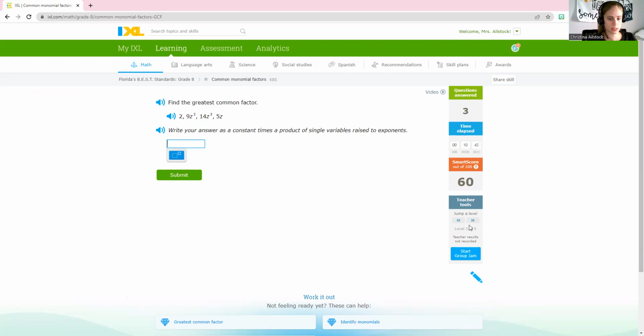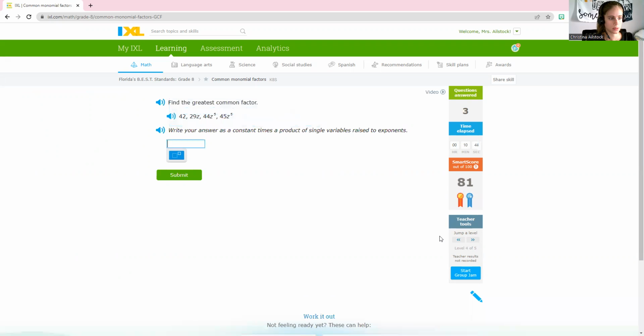All right. Whew, that's a lot right here. Let's try this one. We have some larger numbers, still the same concept, but our numbers are getting larger. All right, we need to find the GCF between 42, 29, 44, and 45.